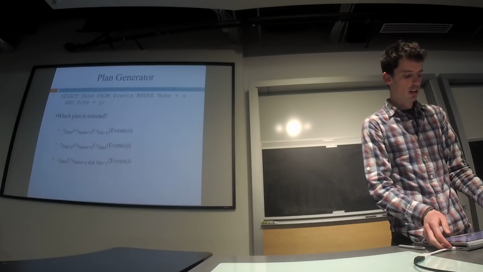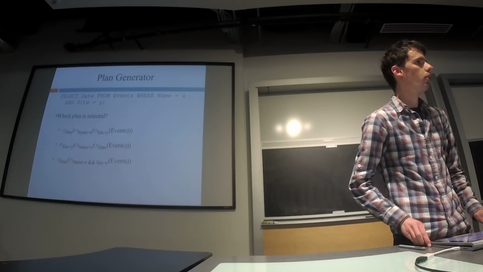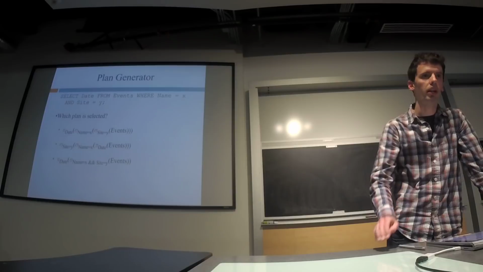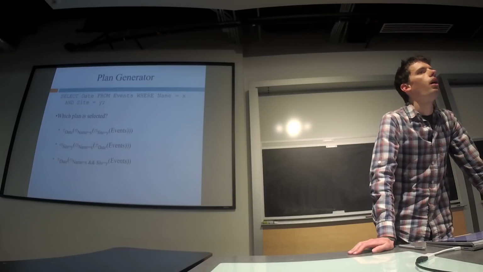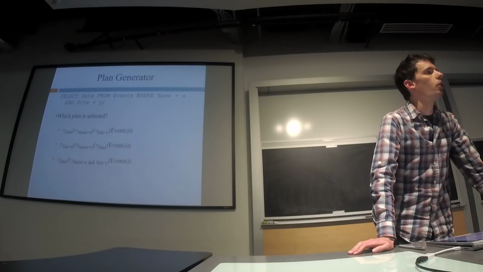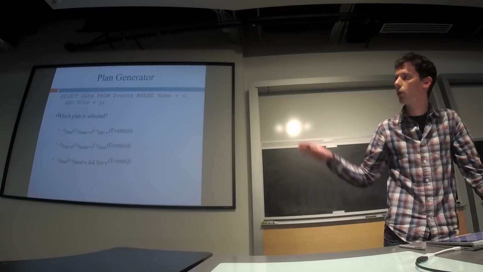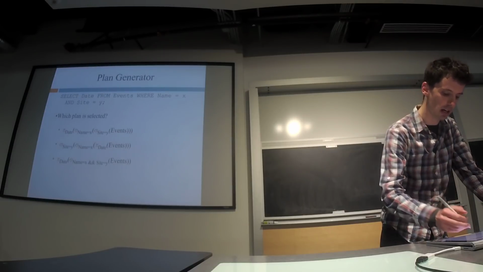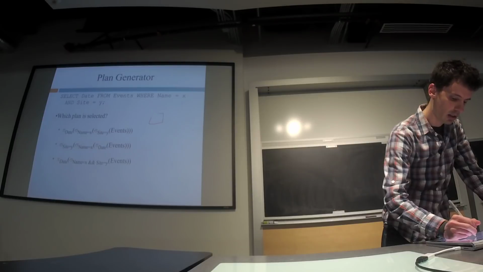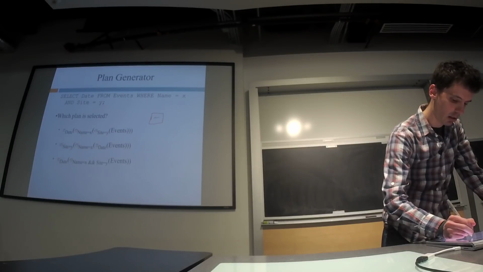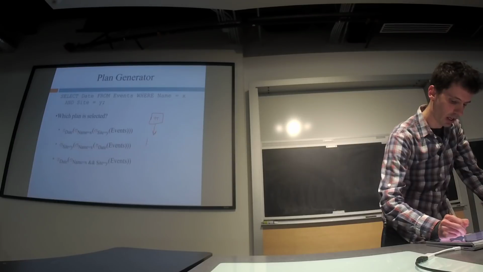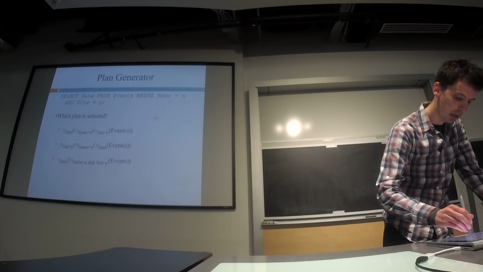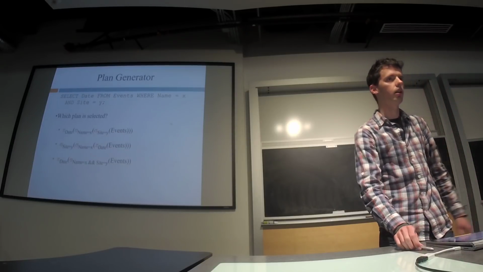So the plan generator: we're given a query and a bunch of potential plans for that query. Which one is it going to pick? So this is one way of writing plans. It's just in relational algebra. Another way is those diagrams we saw where you have a project going into a select or whatever. But we're just dealing with relational algebra.